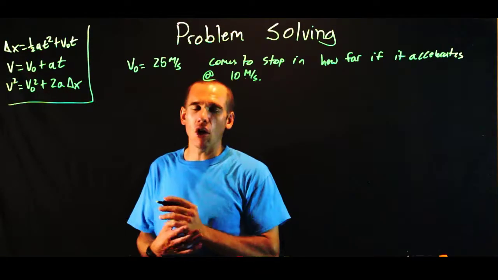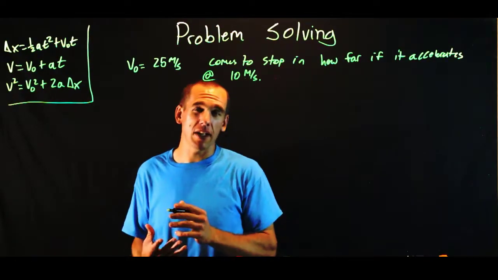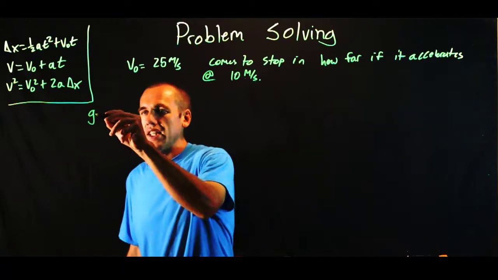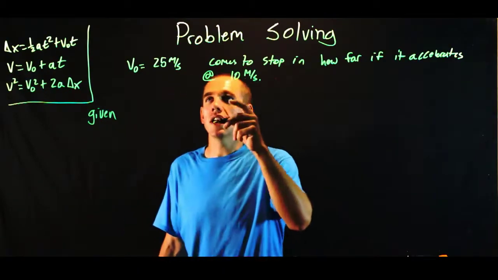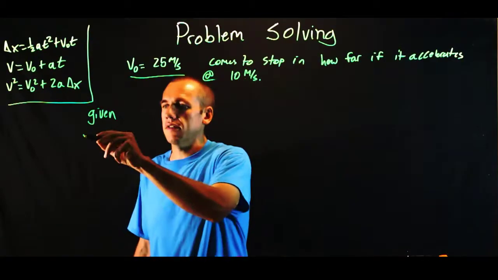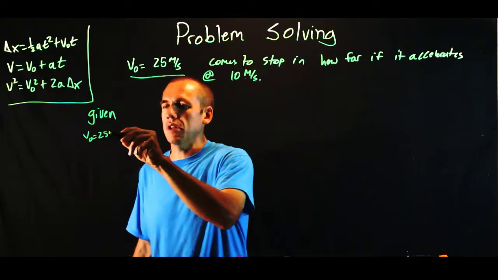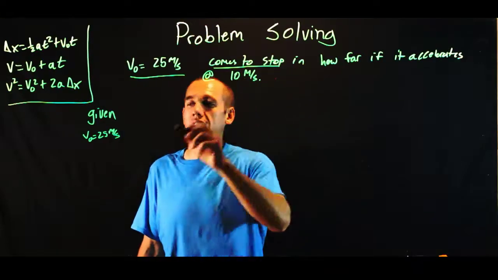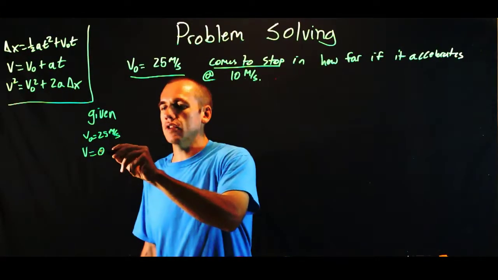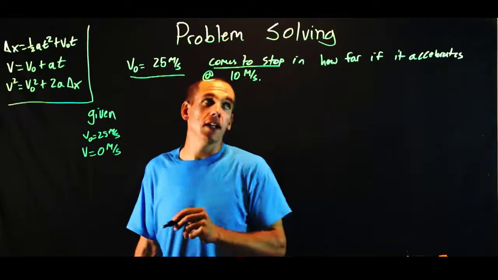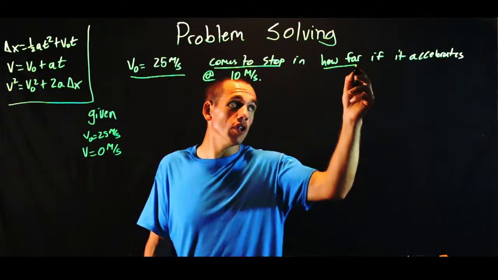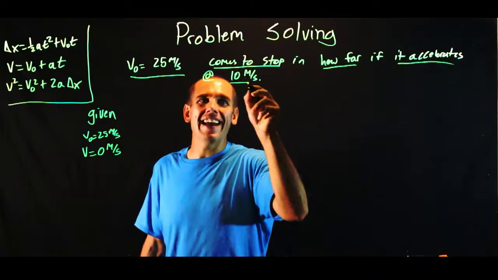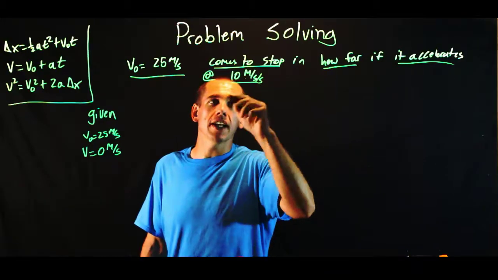Now, the first step that I always want to do when I'm solving problems is write down what I know. What I know are my given information. And so what I'm given is an initial velocity, v naught equals 25 meters per second. If it comes to a stop, that tells me a final velocity, v equals 0 meters per second. How far is what I want to know, and it accelerates at 10 meters per second, per second.